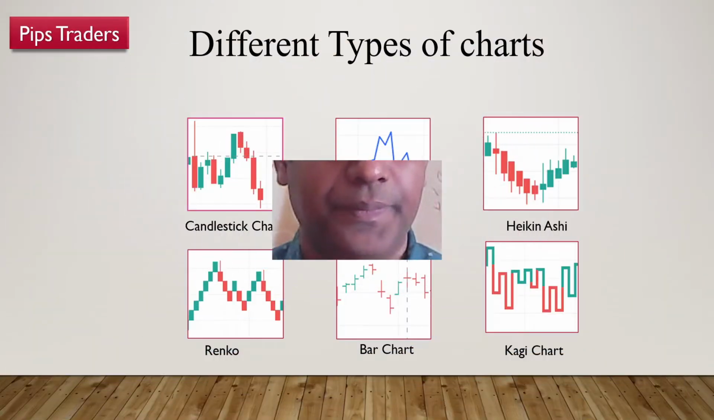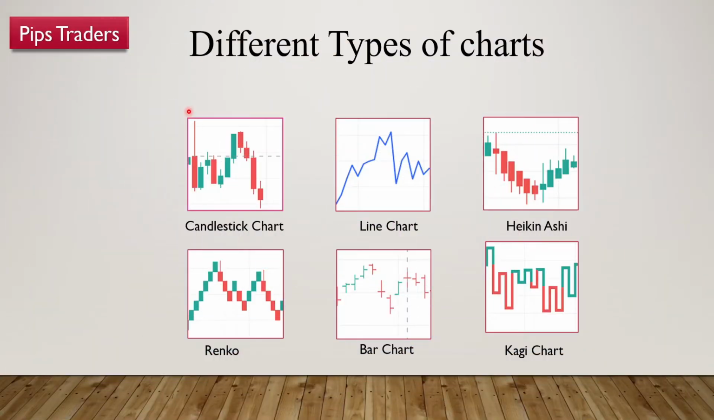In today's video, we're going to be seeing about the basics of Japanese candlesticks, with some samples in the actual, real charts. There are different types of charts. Here we have the candlestick chart, and here we have the line chart, and Heikin Ashi, Renko, bar chart, and Kagi chart. Mostly people use the candlestick chart. Let's see the actual chart in a trading platform.